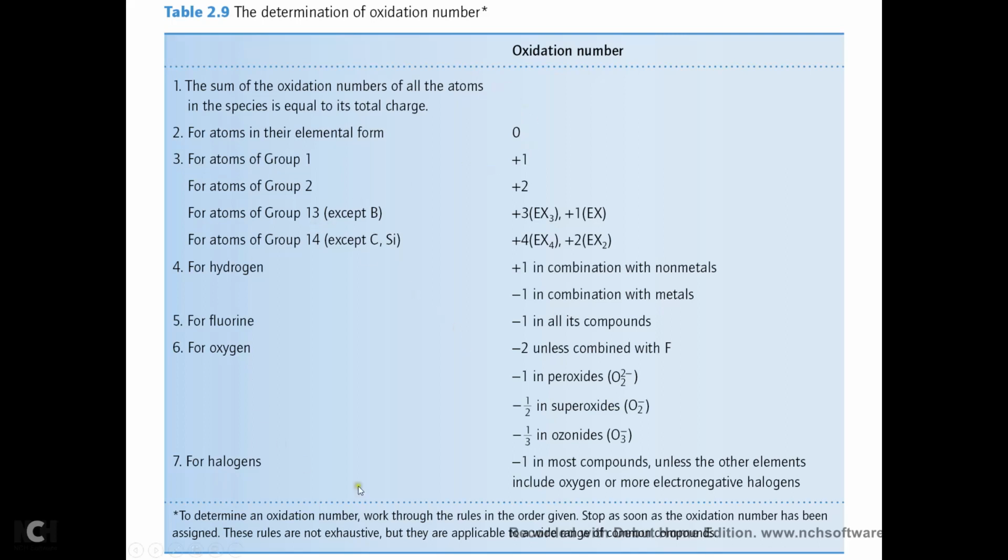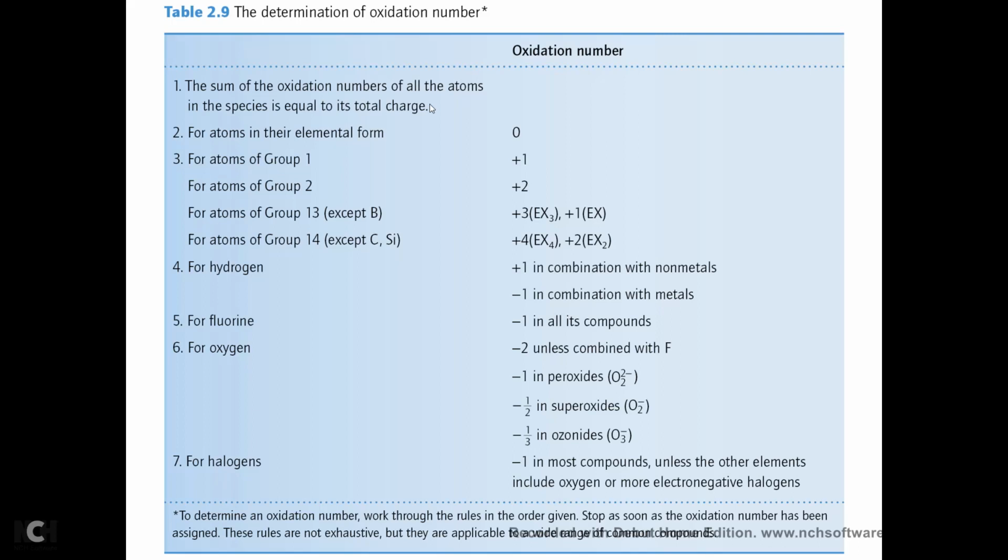And now we have some rules over here. The sum of the oxidation numbers of all atoms should be equal to its total charge. So if you have a large molecule, let's say sucrose, the sum of the oxidation numbers of all atoms should be 0, because I know a sucrose molecule is neutral.